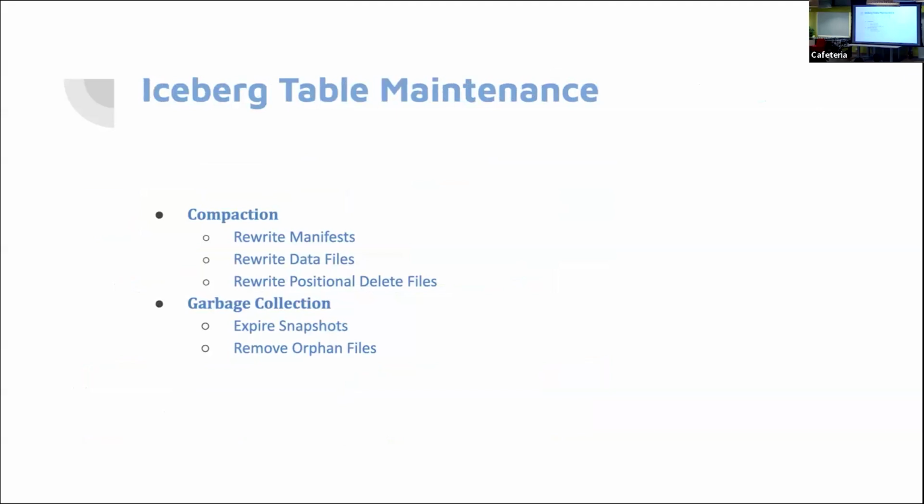Okay, so this is what I'm planning to cover as part of table maintenance. These are the scenarios we have come up with so far on the Iceberg side, right? So we can do compaction. Compaction means at the metadata level as well as the data level, right? Both are expensive operations. And then there is something called garbage collection.